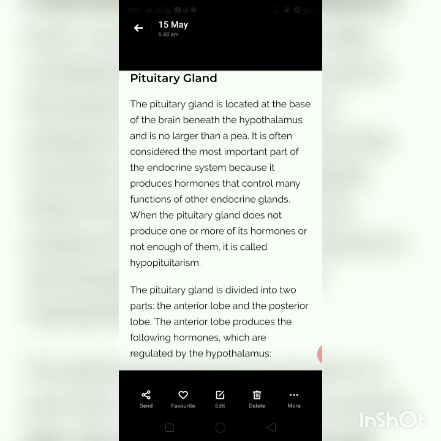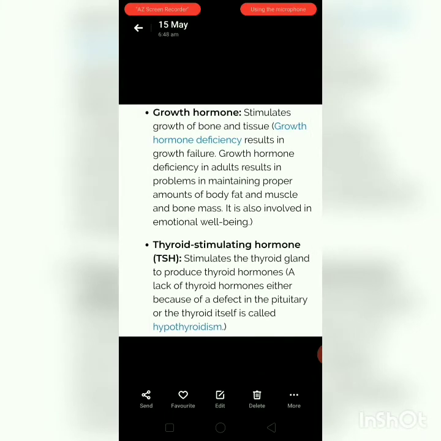Hypopituitarism. The pituitary gland is divided into two parts, the anterior lobe and the posterior lobe. The anterior lobe produces the following hormones, which are regulated by the hypothalamus.